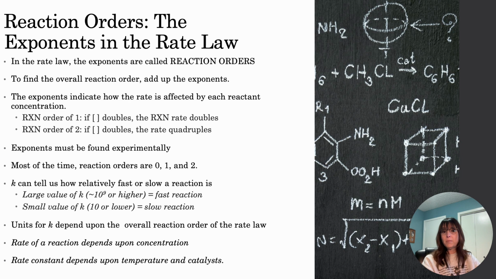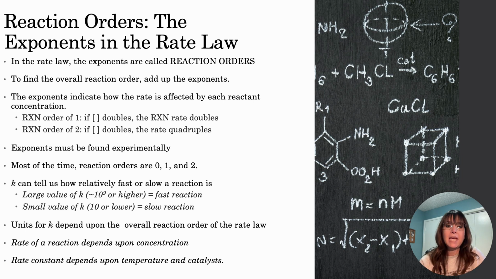So let's take a little bit more time and talk about the rate law and reaction orders. In the rate law, the exponents are not called exponents, they are called reaction orders: an order of 1, an order of 2. To find the overall reaction order, you just add up the exponents. Pretty straightforward, pretty easy. The exponents indicate how the rate is affected by each reactant concentration.